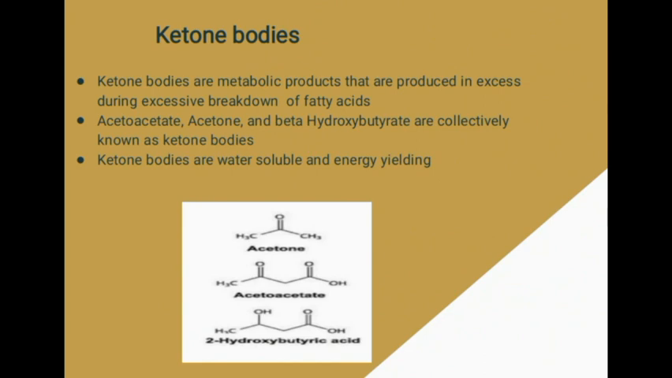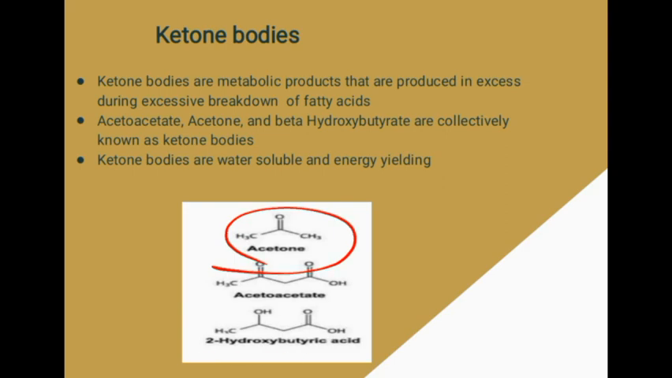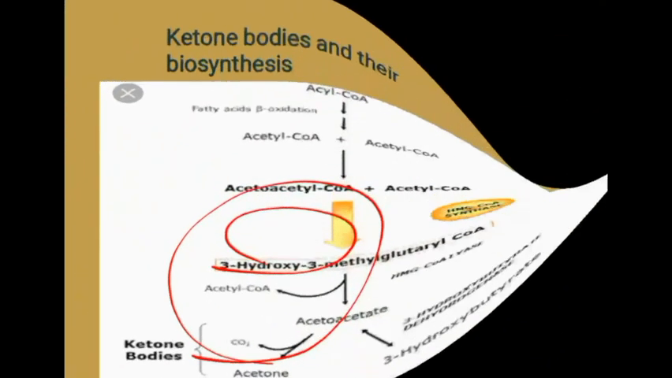Ketone bodies are metabolic products that are produced in excess during excessive breakdown of fatty acids. They are acetone, acetoacetate, or 3-hydroxybutyric acid. These are collectively called ketone bodies. They are water soluble and energy yielding.